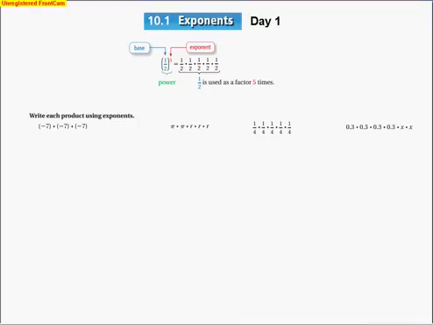This is the lesson for Chapter 10, Section 1, titled Exponents, day number 1.